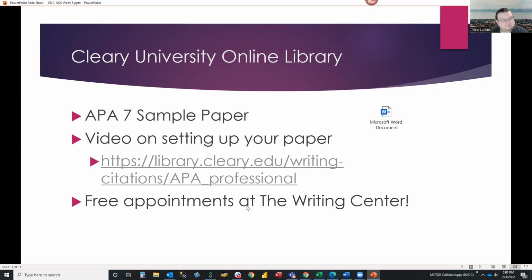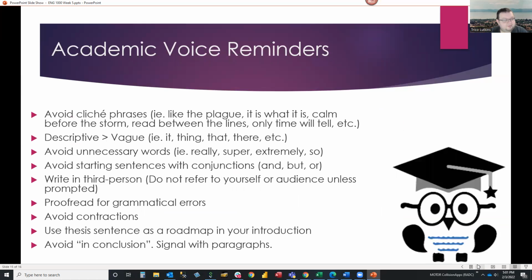And then they have appointments at the Writing Center, and naturally nowadays with everything going on, you can do a Zoom appointment or something like that. So always feel free to do that kind of stuff. And because I know Cleary's kind of a pretty good drive from my house, about 45 minutes on a good day, you could probably do a Zoom meeting with the Writing Center if you wanted to.